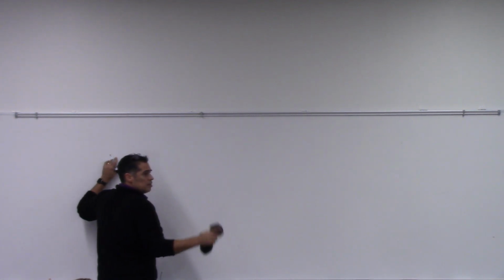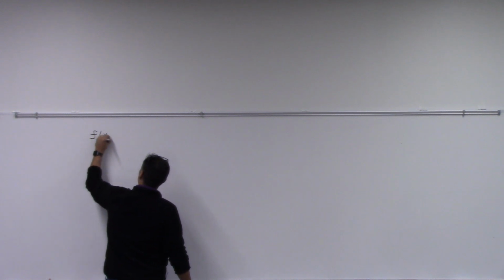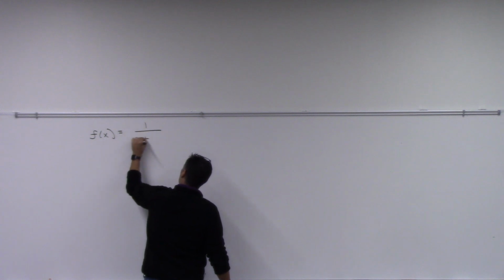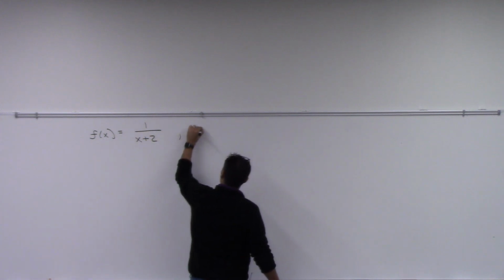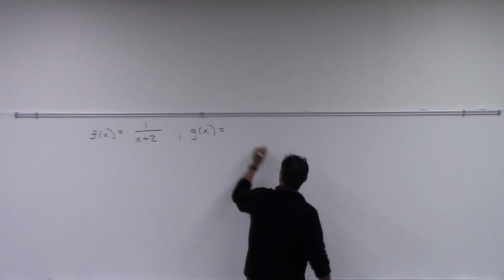So 2 new functions. The first function is f of x equals 1 over x plus 2. And the second function is g of x equals 4 over x minus 1.